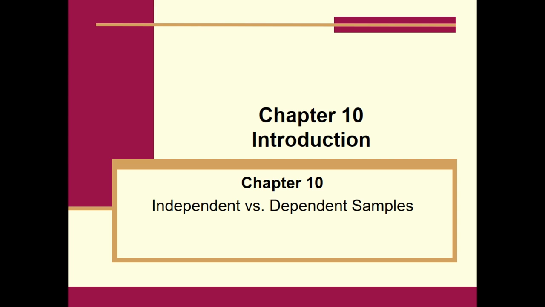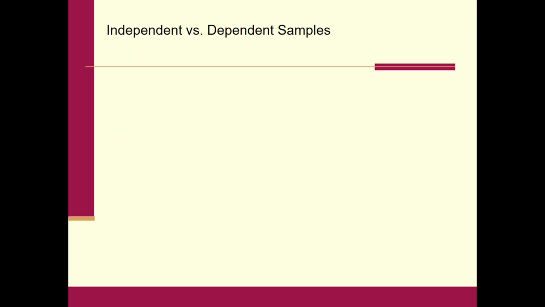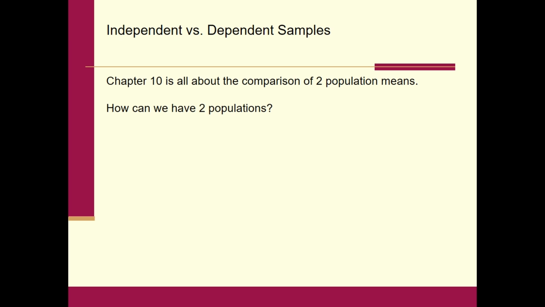Now, before we get into independent versus dependent samples, I want to bring up one topic first. That topic is that Chapter 10 is all about the comparison of two population means. So you might be asking yourself, hold on, Doug, how can we have two populations? How can we have two population means? Doesn't the researcher just have one population out there, and that's it? And the answer is no, maybe not.